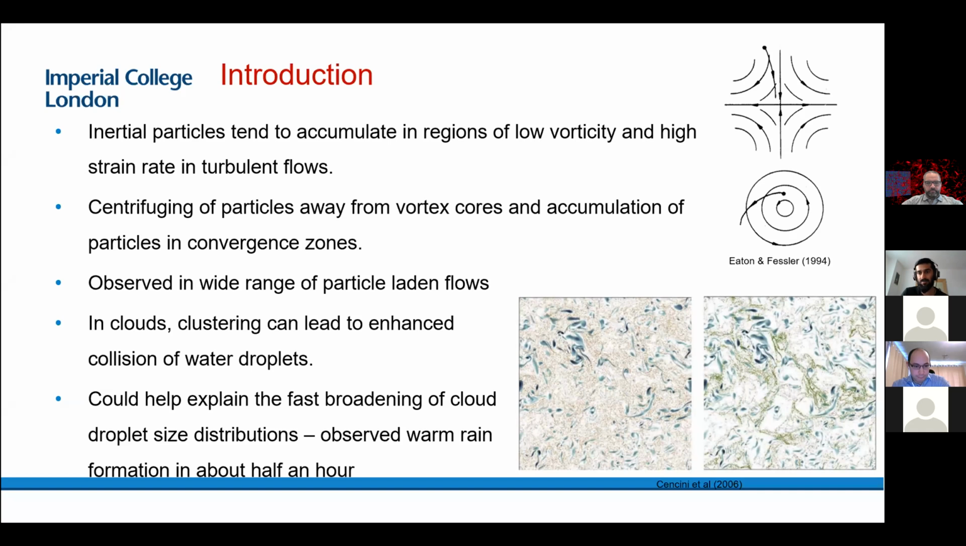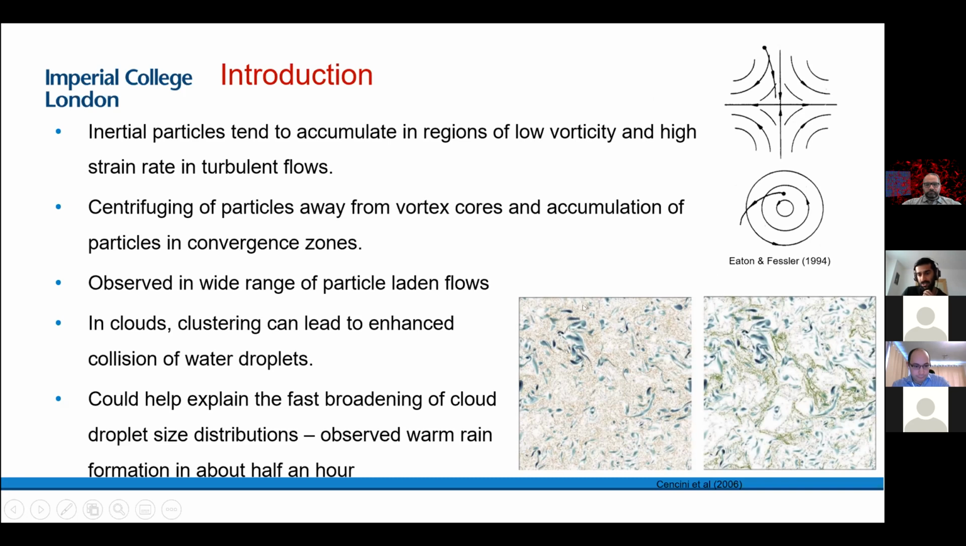To see how this preferential concentration happens, I've taken two simple 2D vortex flows. This is a converging flow, which is characterized by high strain rate and low vorticity, and an inertial particle that enters this flow tends to cross these fluid streamlines. This means that because of the particle inertia, they don't tend to follow the instantaneous flow streamline. Similarly here, the particle moving around a 2D vortex does not necessarily follow the flow, and it tends to spiral away from the vortex.